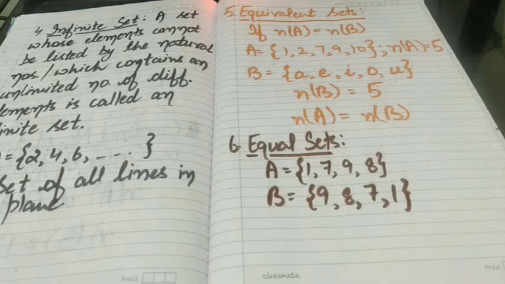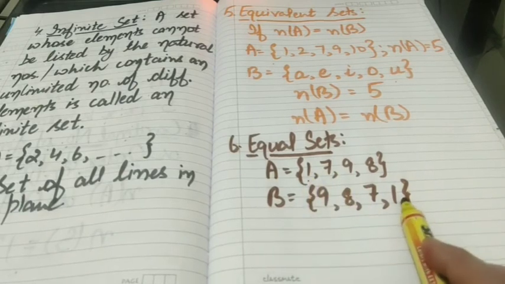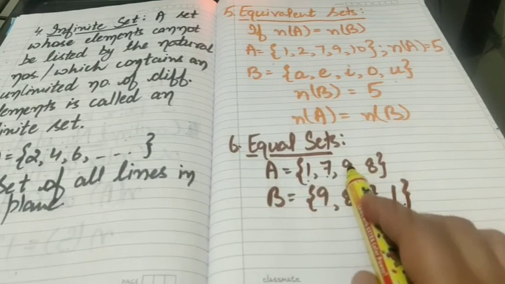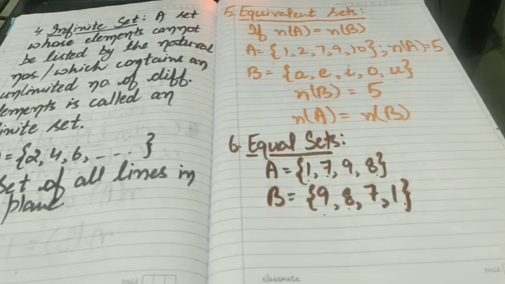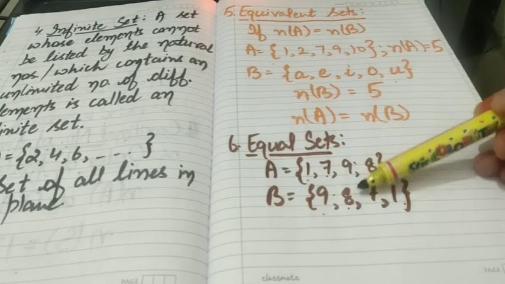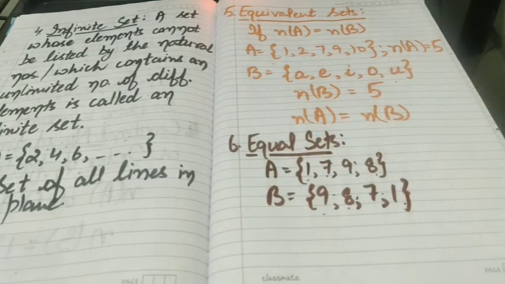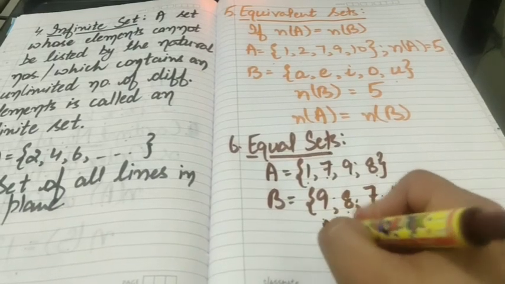Since all the elements of set A are in B, like 1 is there, 7 is there, 9 is there and 8 is there. In the same way, all the elements of set B are in A, like 9 is there, 8 is there, 7 is there, 1 is there. So we have seen that all the elements of set A are in B and all the elements of set B are in A. That's why set A is said to be equal to set B.